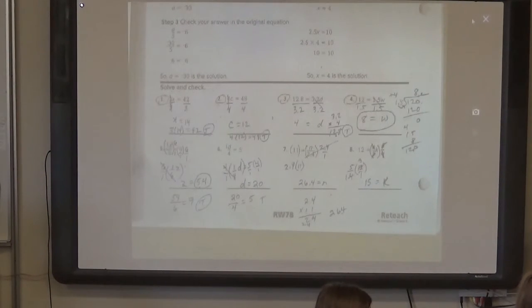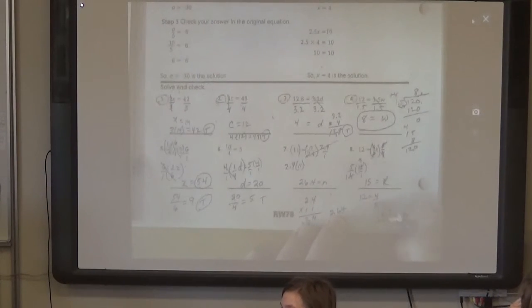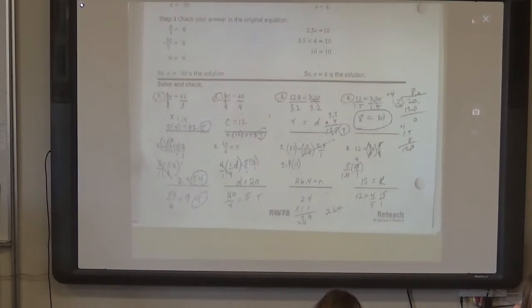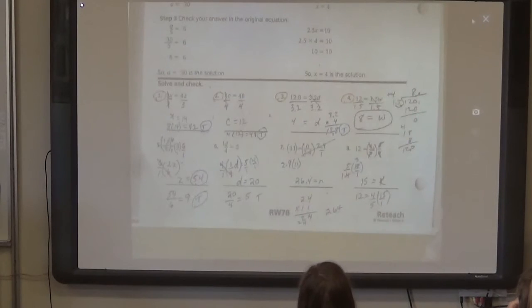Then, check it: 12 equals 4/5 times 15 over 1. Is that correct? Yep, reduce. Yeah, 15 over 1. There we go. And then 1, 3, so check. Okay?